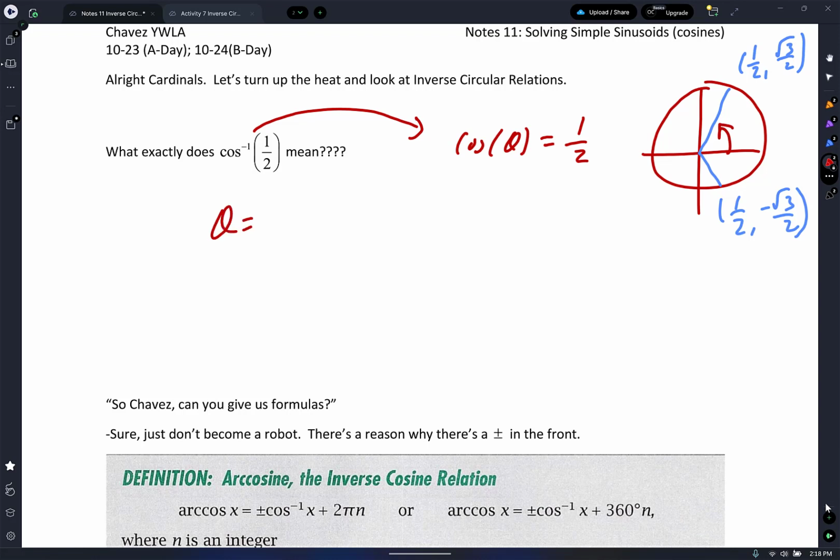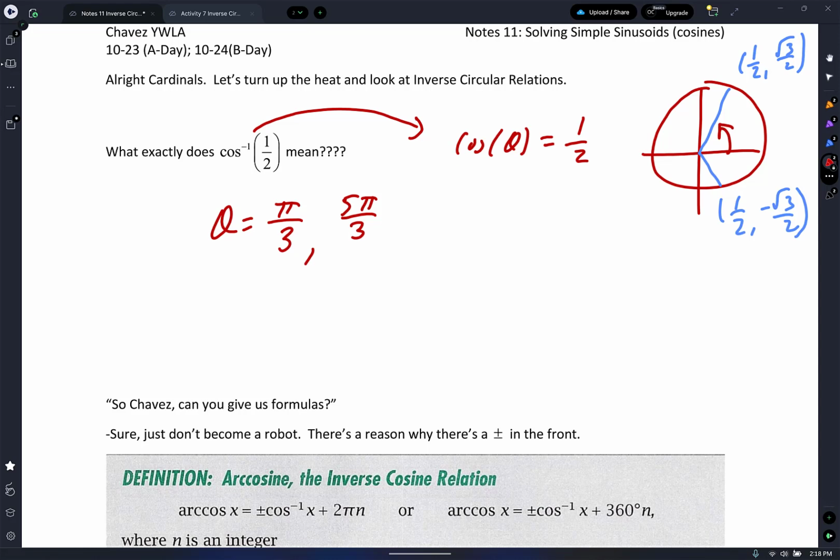Not pi over 6, not pi over 4, pi over 3. The next one is in quadrant 4. So that one is 5 pi over 3. Cool or not cool? But it continues, guys.